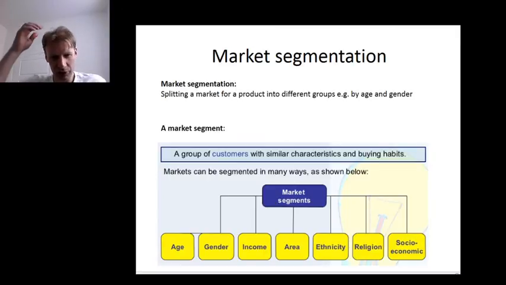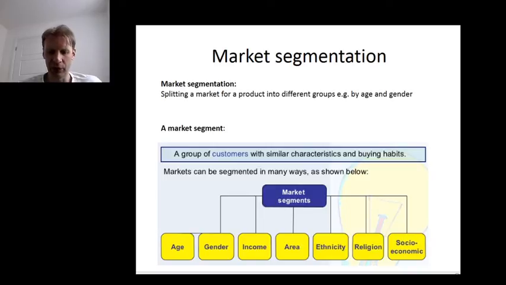The vast majority of businesses will look at all of the customers that buy a particular product, and then they will split all of those customers into different groups. So market segmentation is splitting a market for a product into different groups, e.g. by age, gender, ethnicity, location, income, that kind of stuff. So specifically, what is a market segment? Well, a market segment is a group of customers with similar characteristics.